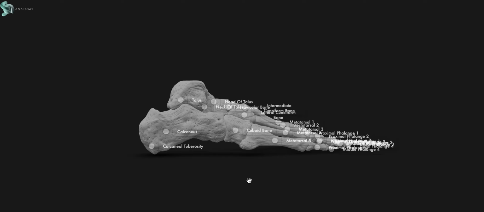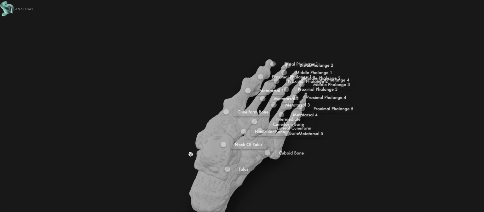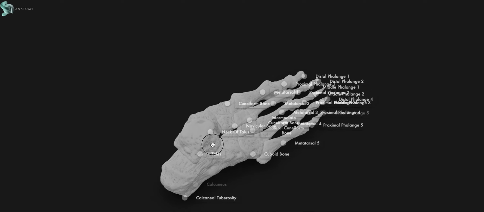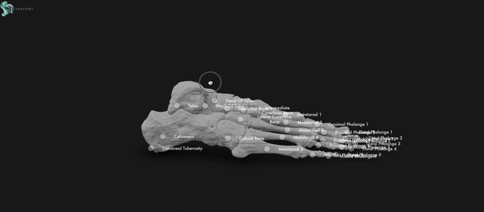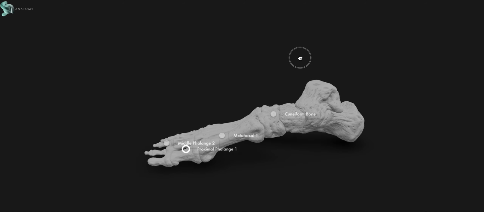There is a clinical correlation, which is called talar neck fracture. It causes avascular necrosis of the body of the talus bone, because most of the blood supply to the talus passes through the talar neck. And here you can see the talar neck on this 3D model.